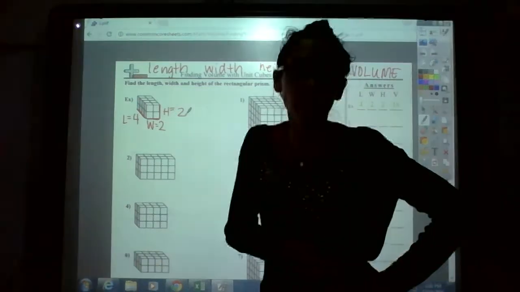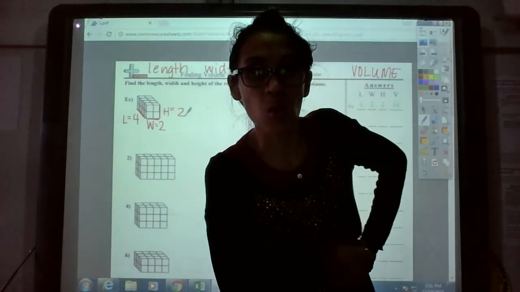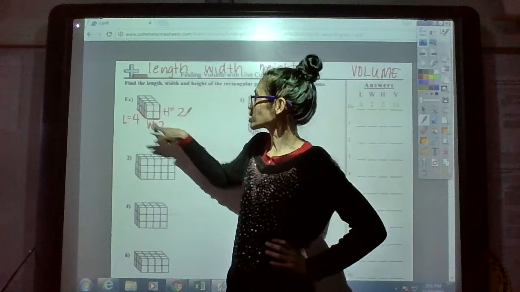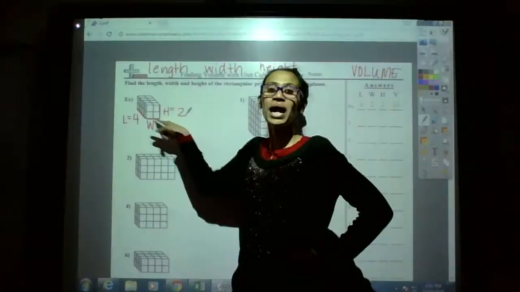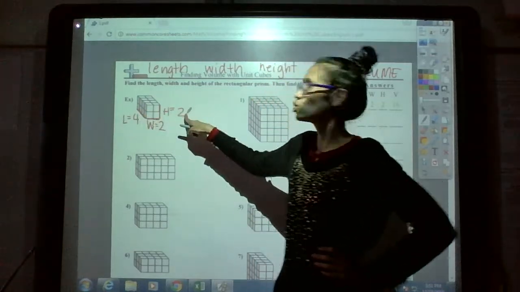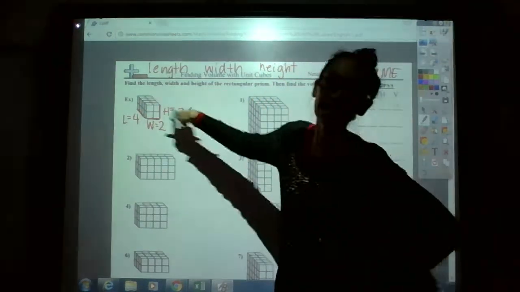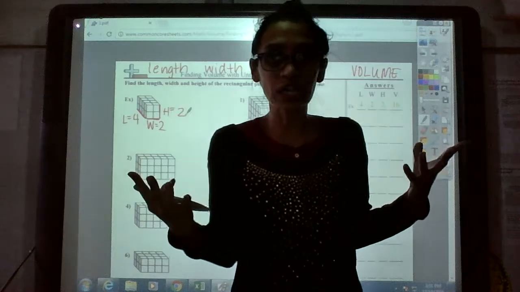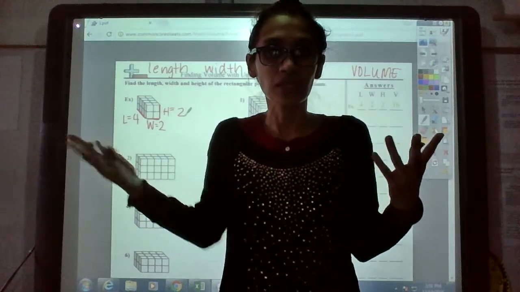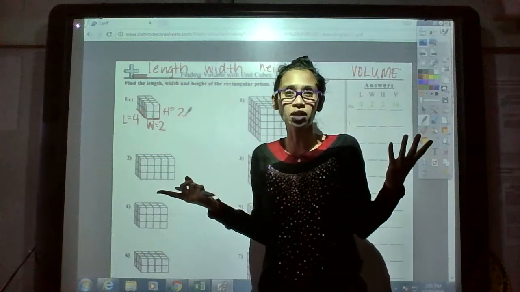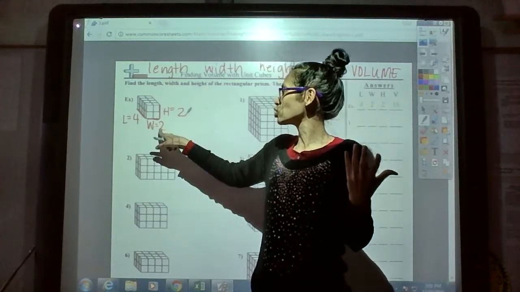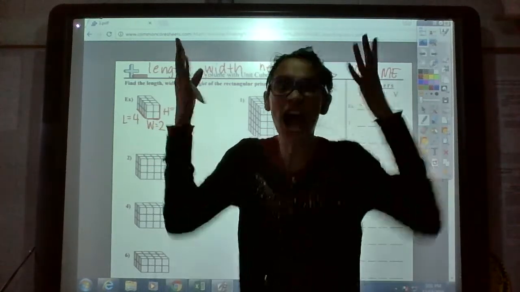And did you know there was a shortcut? Did you know this will blow your mind once more? Look, I can do 4 times 2, which gives me 8. And that's how many there are at the bottom level. And then 8 times 2 is 16. So really, you could just multiply the length times the width times the height to get the volume. Look, 4 times 2 is 8, times 2 is 16.